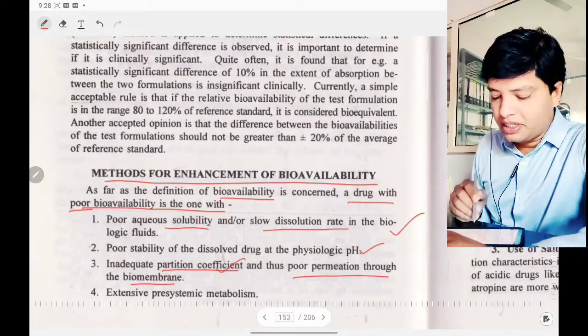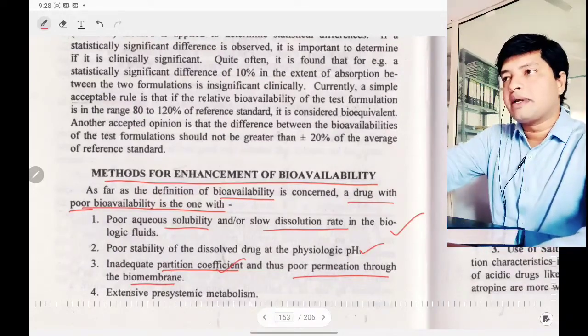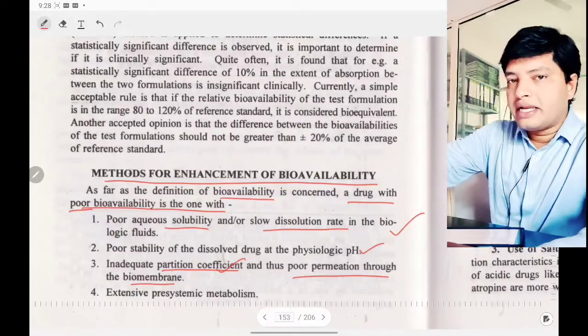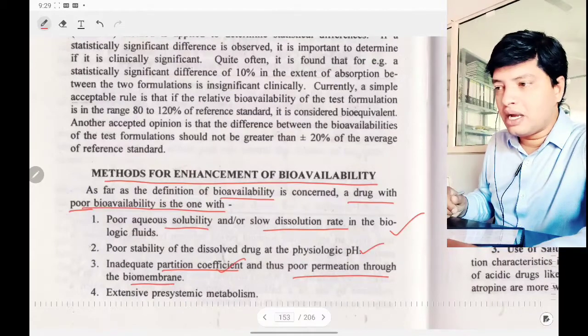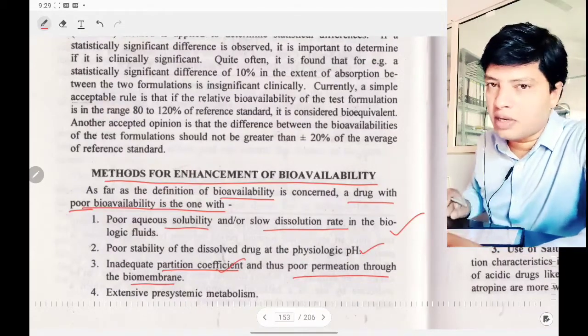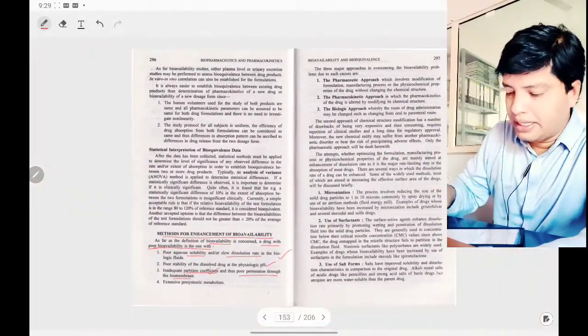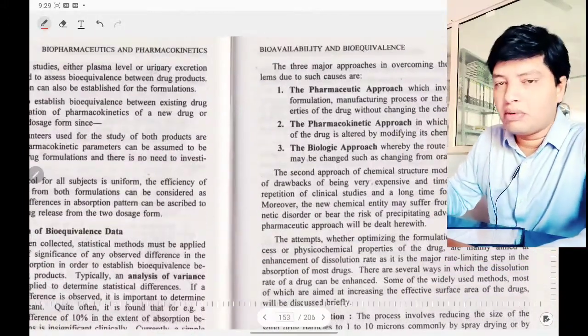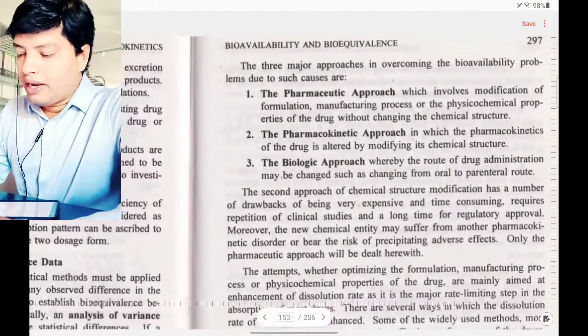Then extensive pre-systemic metabolism. Before entering the systemic circulation, the drug gets extensively metabolized pre-systemically. Let's say your drug undergoes acid hydrolysis in the stomach. In such a case also you can say your drug has poor bioavailability issues.